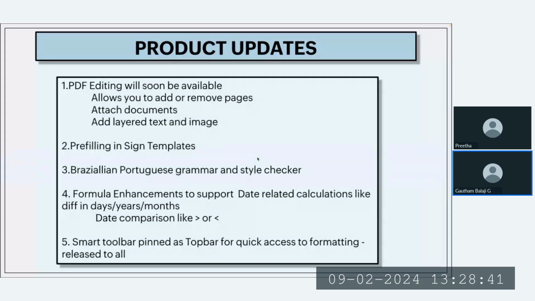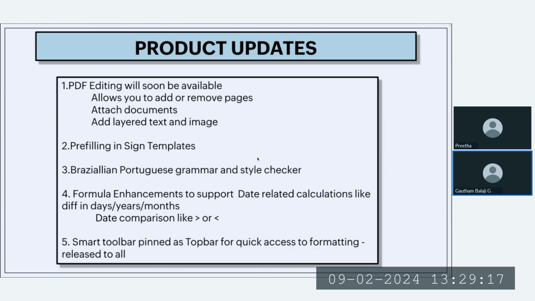And when it comes to formulas, as of now, you can only calculate based on numbers. So we are just extending that to date formats as well. So you can calculate the number of days, years, and the difference between a particular date and another date. A date comparison can also be added, like lesser than or equal to or greater than certain dates. So these date calculations will be provided to you in a future update.